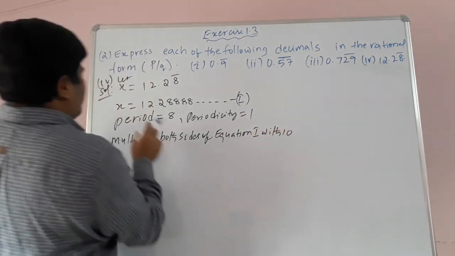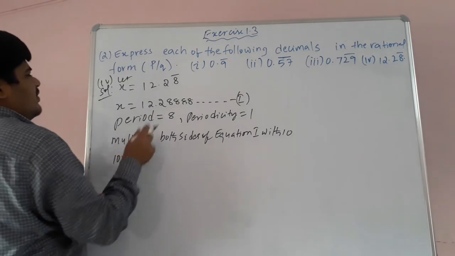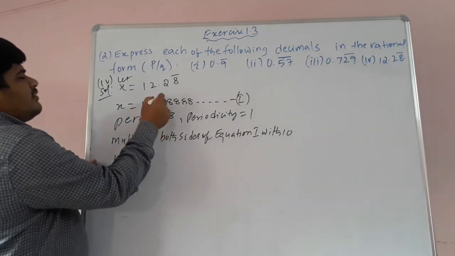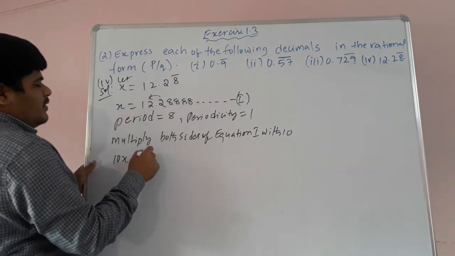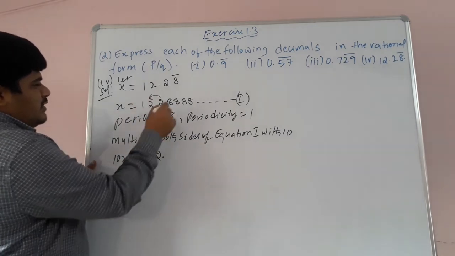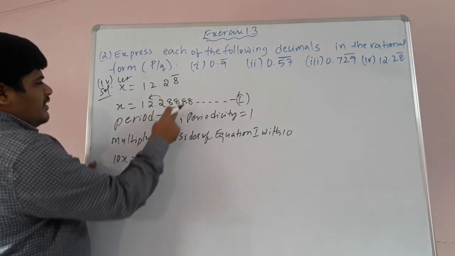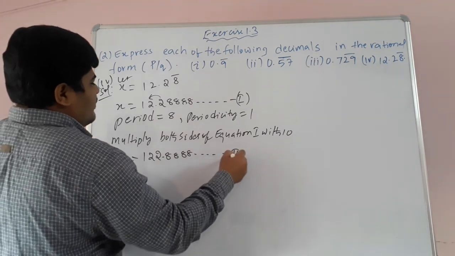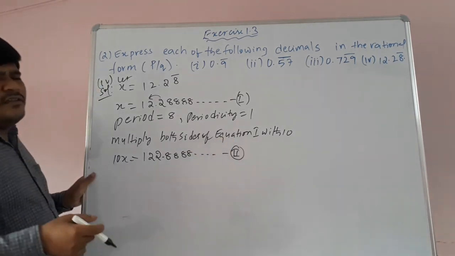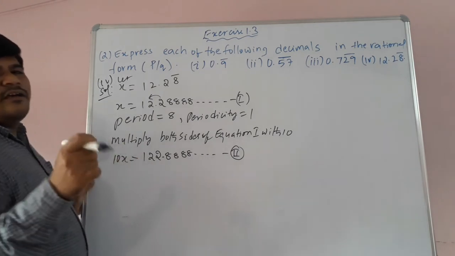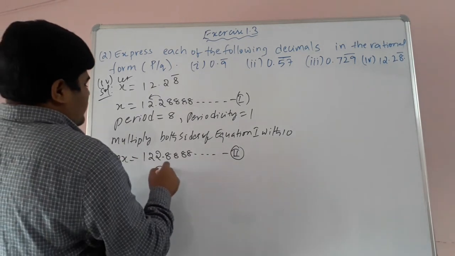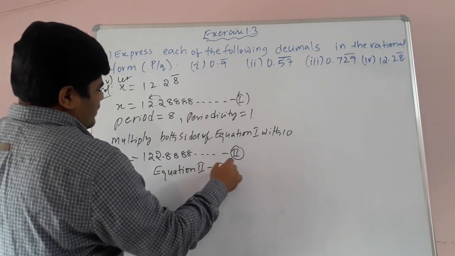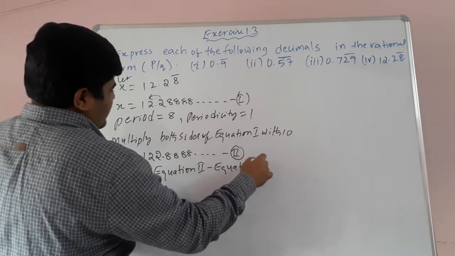So children, 10 into x is what? 10x. That is equal to, when we are multiplying this decimal with 10, one digit will come forward past the decimal point. So then it becomes 122 point, and next what are there, children? 8, 8, 8, 8 are there. So those will repeat again, 8, 8, 8, 8, and so on. Take this equation as 2. Now children, same process. We have to subtract equation 1 from equation 2.